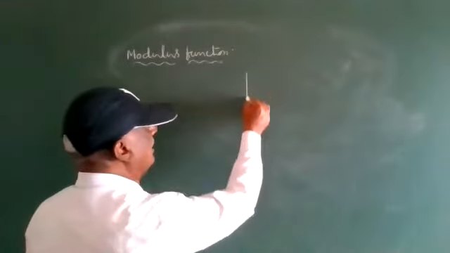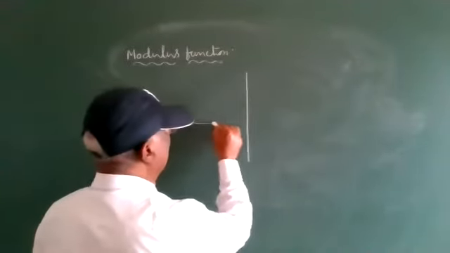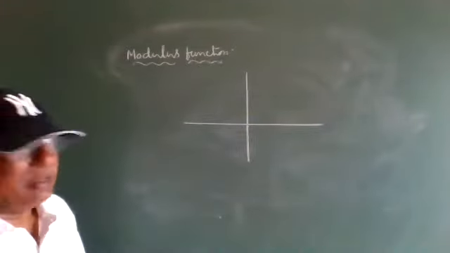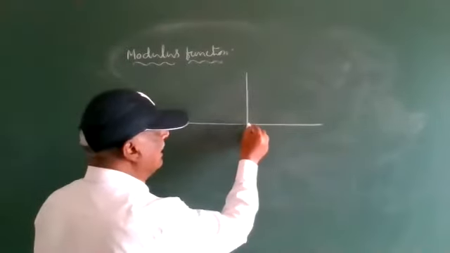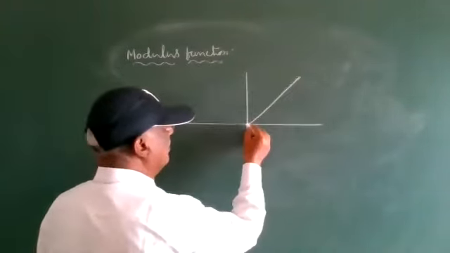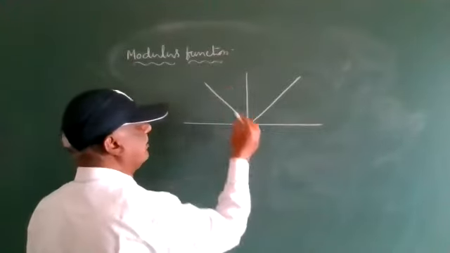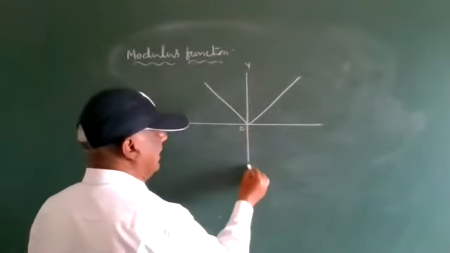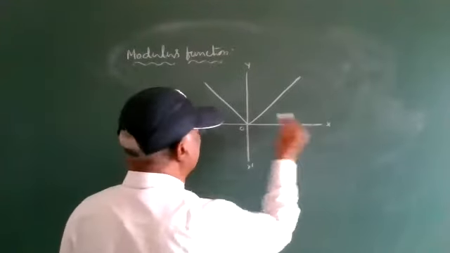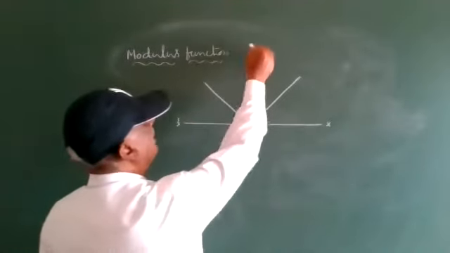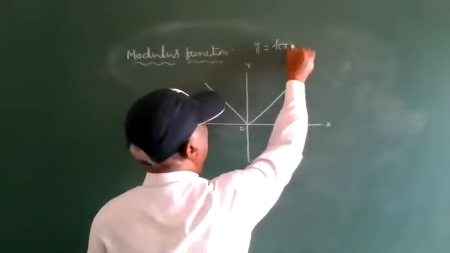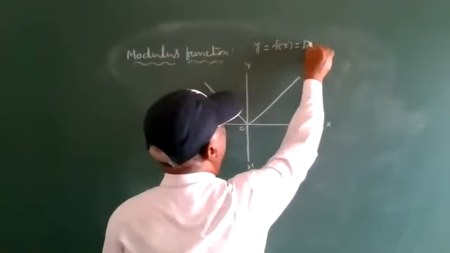So I will draw the modulus function. So this is the modulus function, V shape. It goes like this, and it goes like this. Okay? So this is called a modulus function. Y dash and x dash. So y is equal to f of x is modulus x.